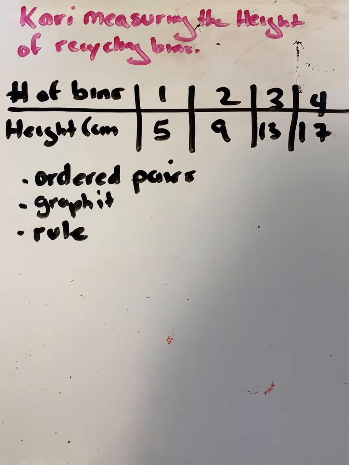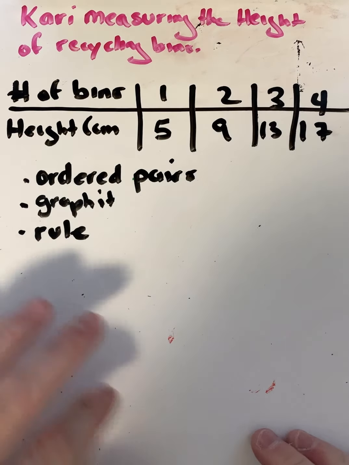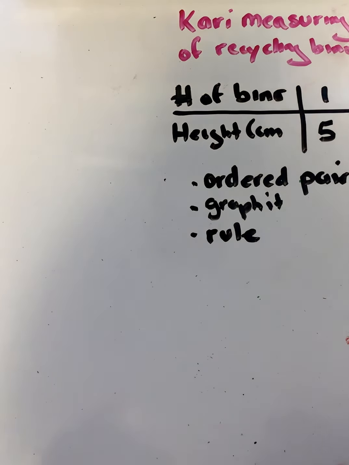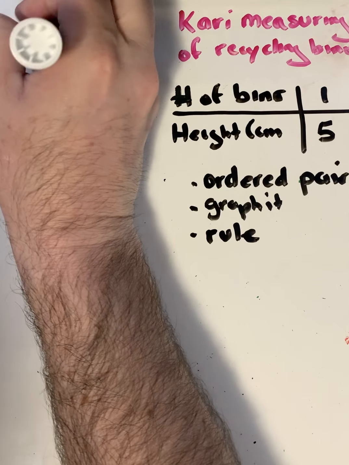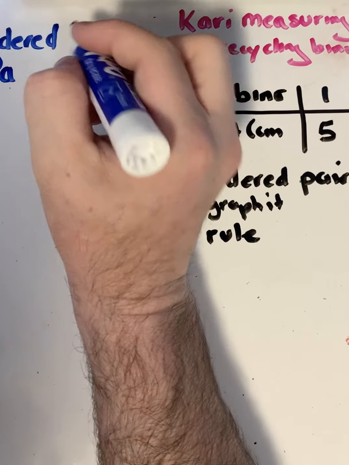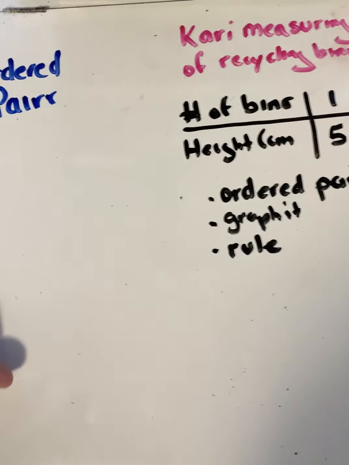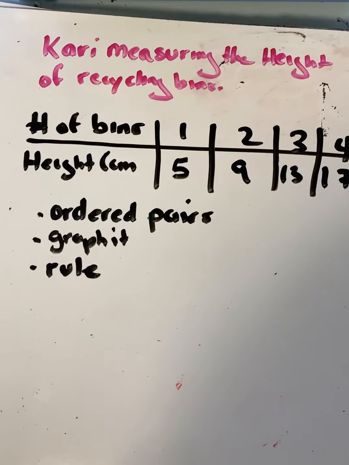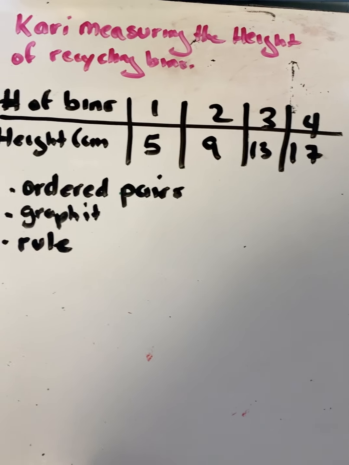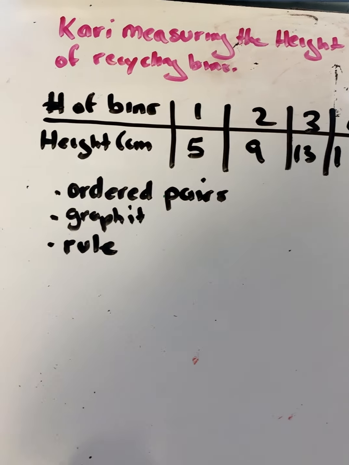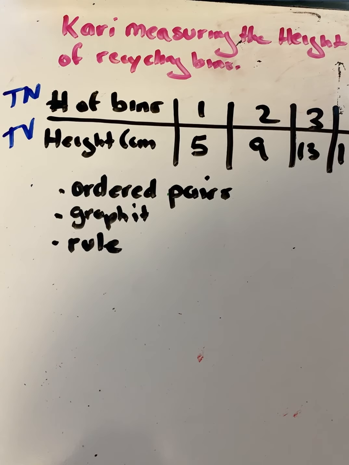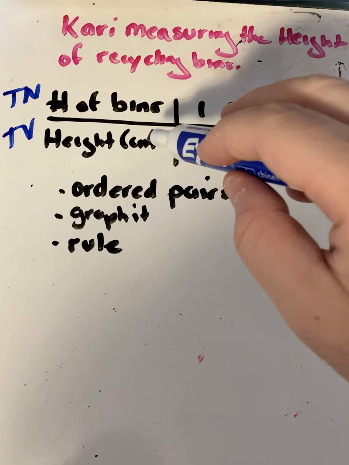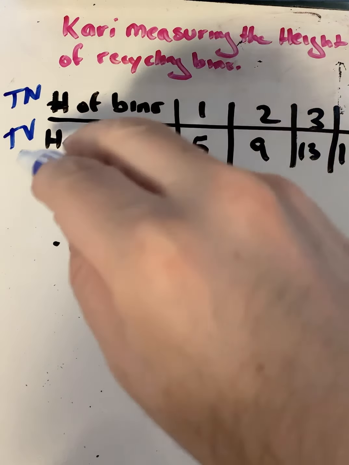Okay, so you're back. So let's do this in different points. So let's do the ordered pairs up in this corner over here. All I wanted to see was that you were able to do this. You notice that what I did a little differently, to try to maybe trick you, was to write the table a little bit different. The number of bins is our term number, and the height of bins is our term value.